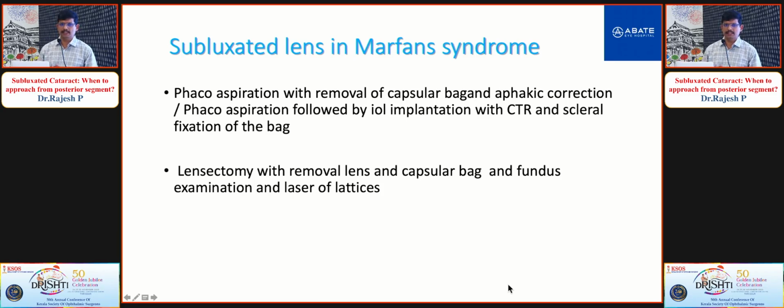This can be done by an anterior segment surgeon, but the posterior segment surgeon's role is also important, because most of these syndromes may be associated with vitreoretinopathies, and they will be having conditions like lattices, which can in course of time lead to retinal detachment. So at the time of lensectomy, even if it is not done by a retina surgeon, it is better to get the retina examined and get all those lattices lasered. Most of the time, these are very small children. You don't have to subject the child to another general anesthesia for doing those procedures.